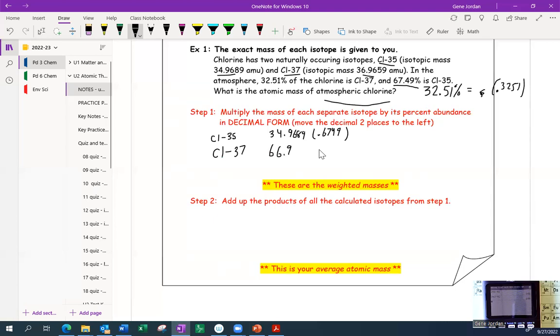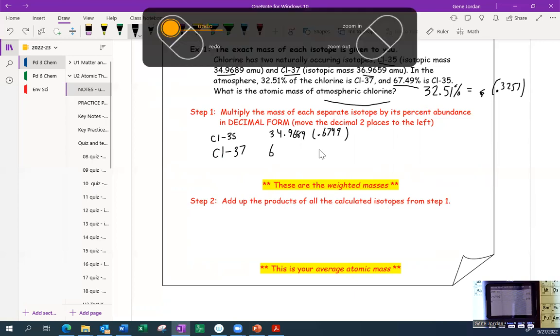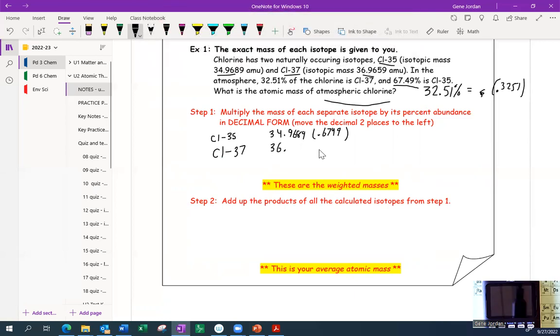And then for chlorine 37, its mass is 36.959659. And its percent abundance, I should highlight these numbers for you.